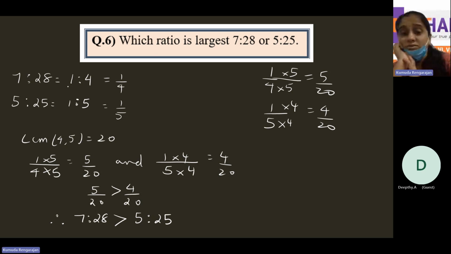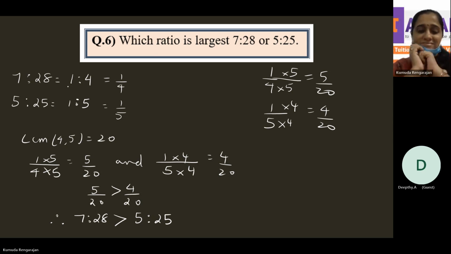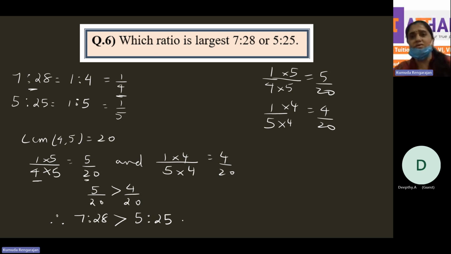1 by 5 is 4 by 20. So when you compare 5 by 20 and 4 by 20, 5 is greater. So 5 by 20 is greater. 5 by 20 is 1 by 4. And what is 1 by 4? 7 by 28. So 7 is to 28 is greater than 5 is to 25. Correct? Done writing?